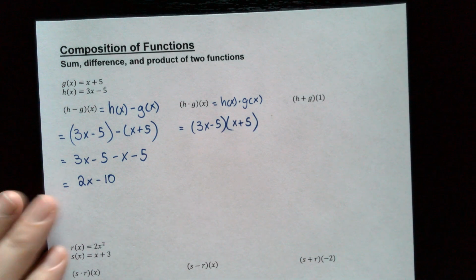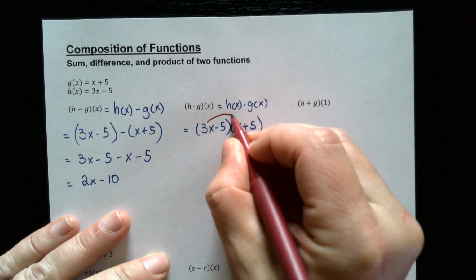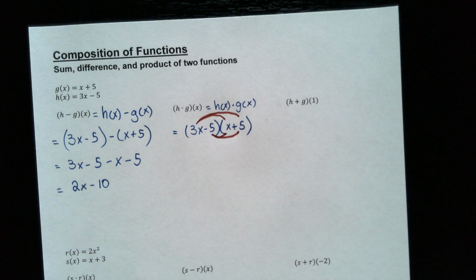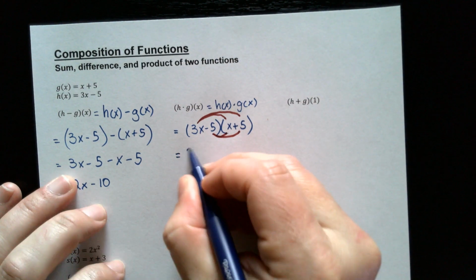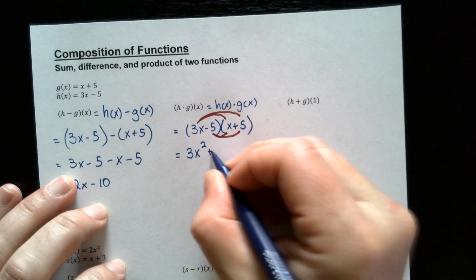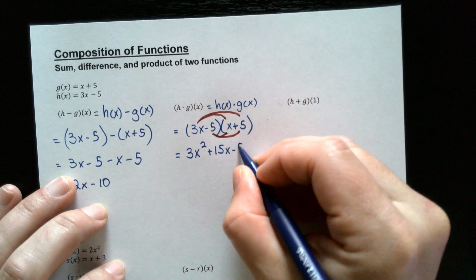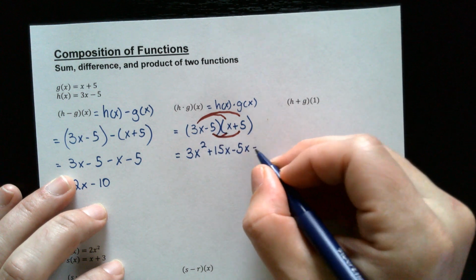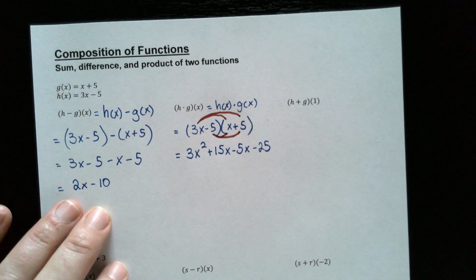Okay, so once you do that, you have to distribute all the things in the first parentheses to all the things in the second parentheses. Okay, so there's going to be 4 terms. So we have 3x times x, which is 3x squared. We have 3x times 5, which is 15x. We have negative 5 times x, which is negative 5x. And then we have negative 5 times positive 5, which is negative 25. Remember, when you multiply a negative and a positive, it becomes negative.